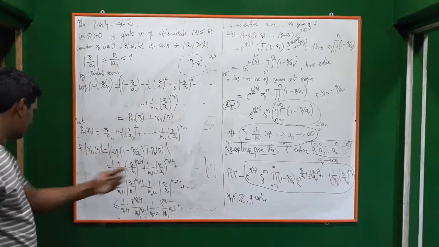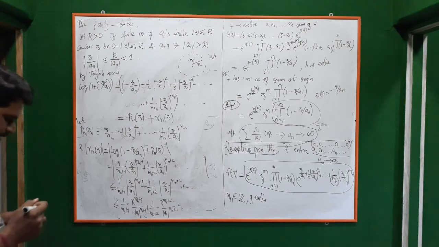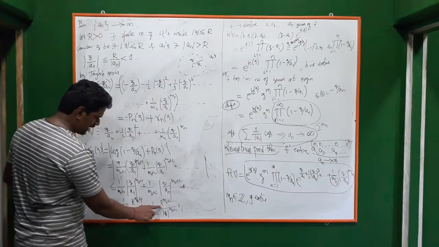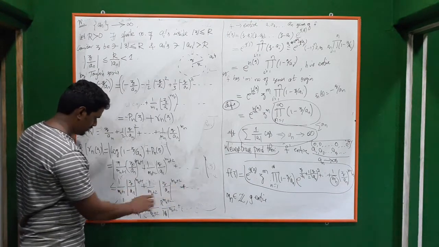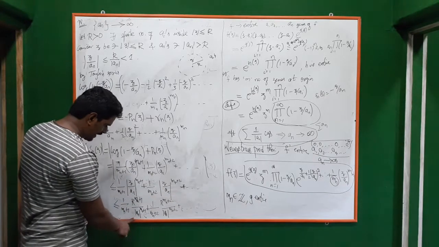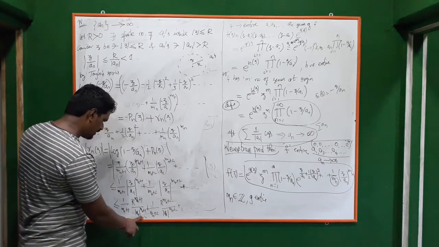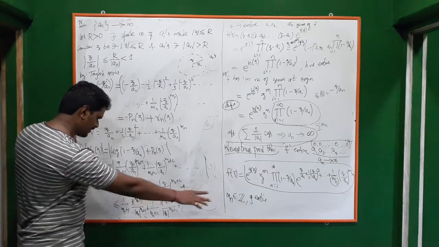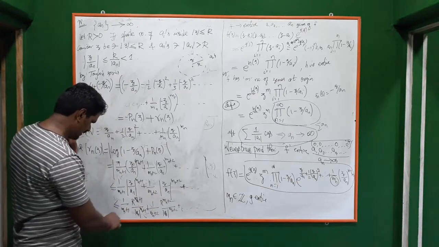Here we can take something common. R^(m_n+2) is R^(m_n+1) times R. So R^(m_n+1) will be common everywhere; take it out. And |a_n|^(m_n+1) will be common everywhere; take that also outside. Then we will do something.